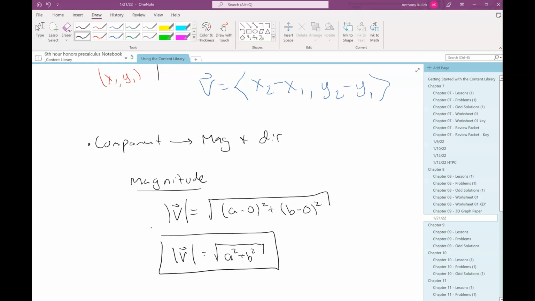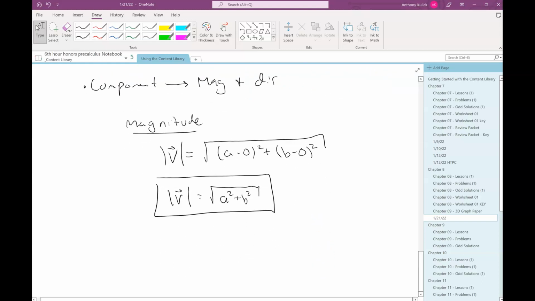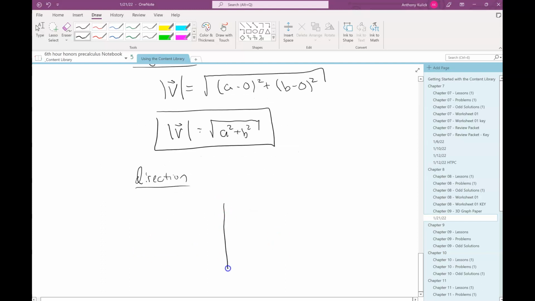I think I've made some other point of making sure that we mention that at other times, but I'll continue to do so as it's not an uncommon mistake. The direction now, let's say we have some vector here. If we want the direction, we're talking about the standard position angle is what we're looking for.